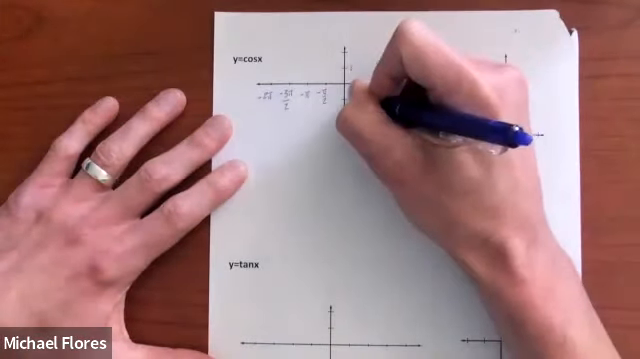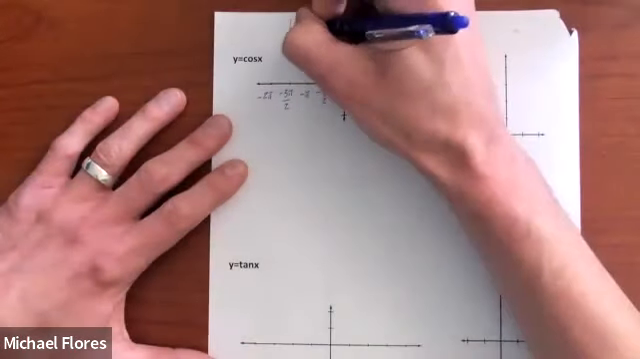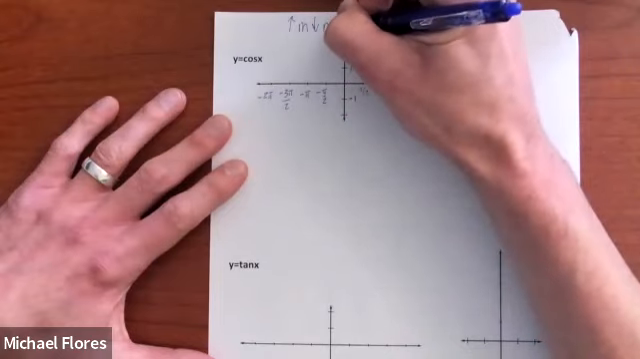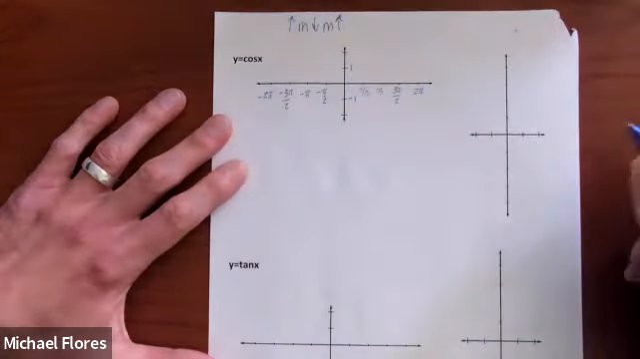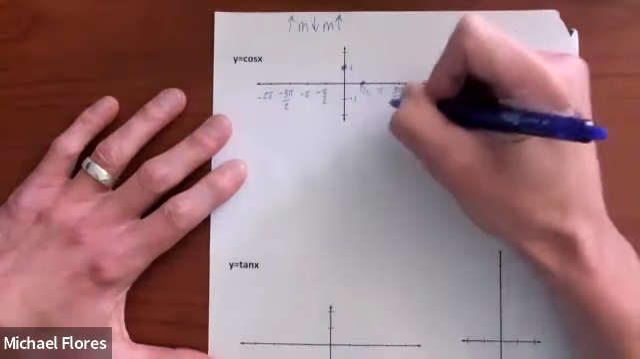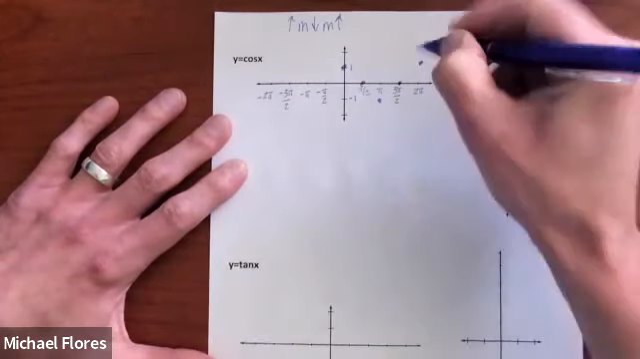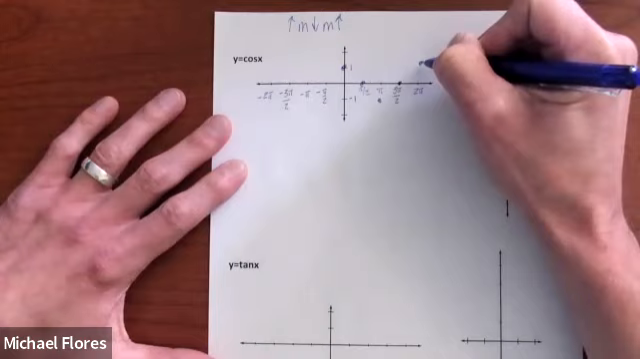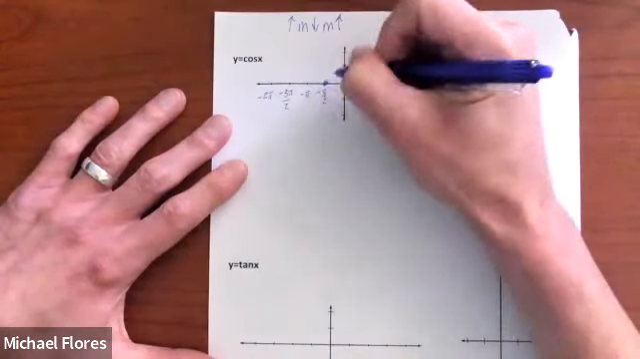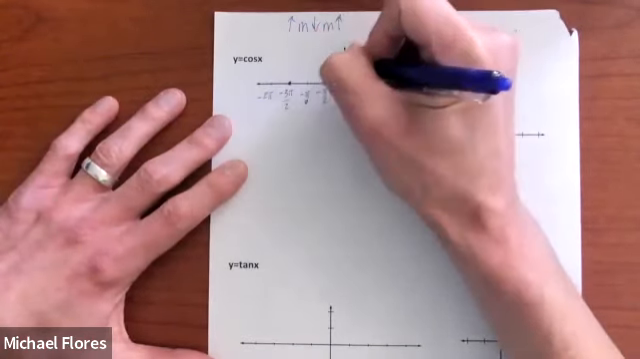One, negative 1. That pattern for cosine is up, mid, down, mid, up. Now repeating that pattern from right to left: up, mid, down, mid, up, mid, down, mid, up.